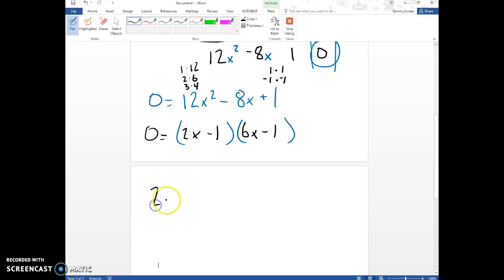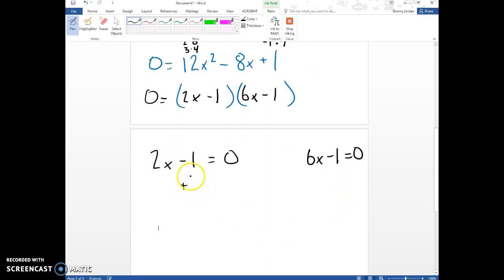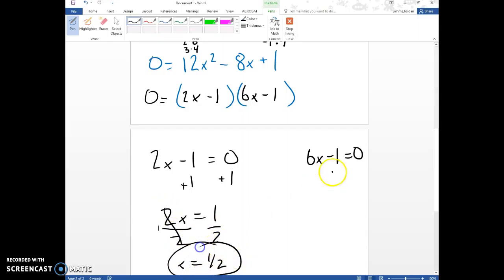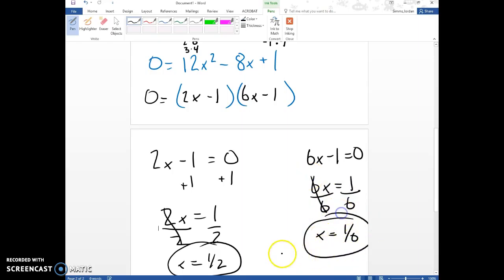So now let's set each factor equal to 0. Kind of the same play that we've been doing all along. I have 2x minus 1 equals 0 and 6x minus 1 equals 0. And now we're just going to solve using algebra. Okay, so 2x equals 1. And if I divide both sides by 2, x equals 1/2. So that's a solution. And over here, 6x is going to equal 1. Just move the 1 over, divide both sides by 6, and x equals 1/6. So those are our solutions.